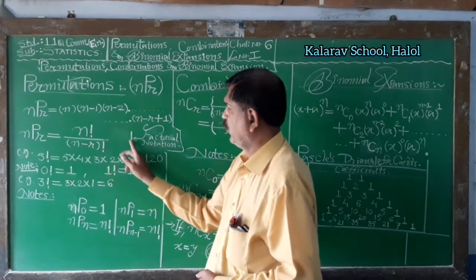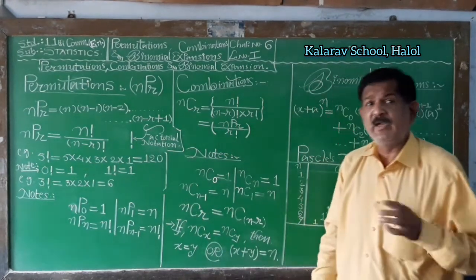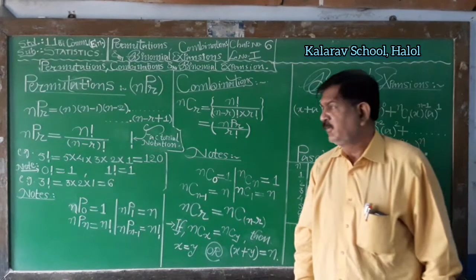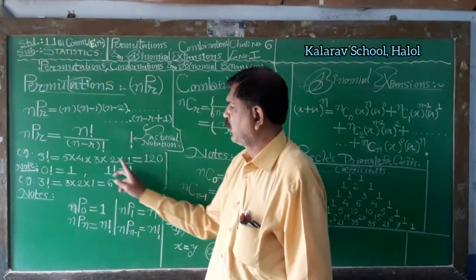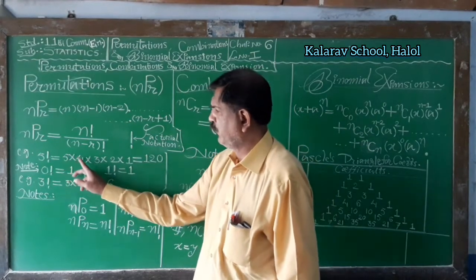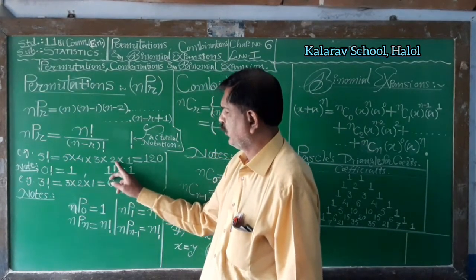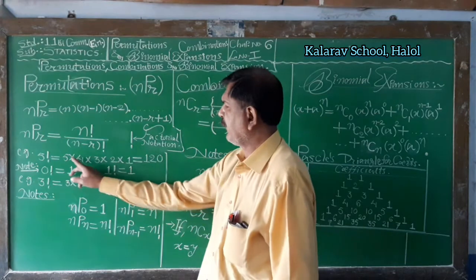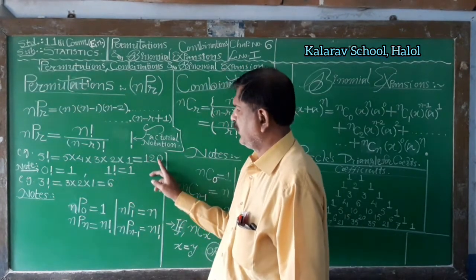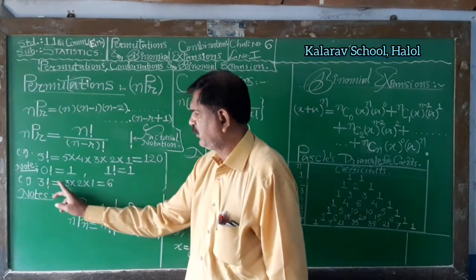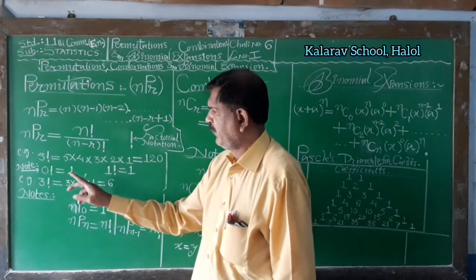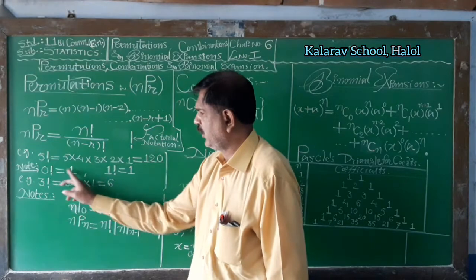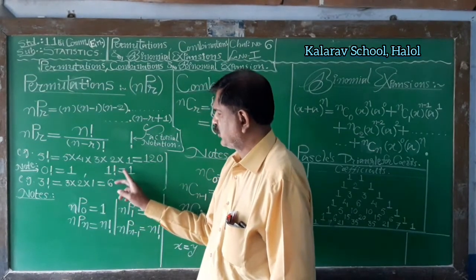This is factorial notation. Now what is the meaning of factorial notation? For example, if 5 factorial is there, then the value can be calculated this way: 5 into 4 into 3 into 2 into 1. Multiplication is there, and the answer is 120. If there is 3 factorial, then 3 multiplied by 2 multiplied by 1, the answer is 6. One important note: 0 factorial is 1 and 1 factorial is also 1.